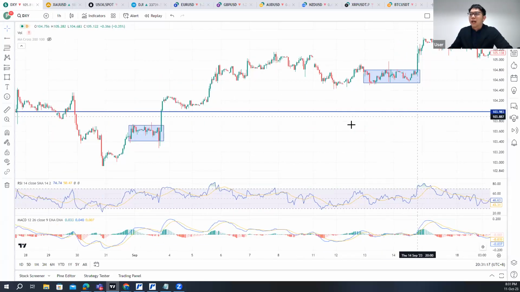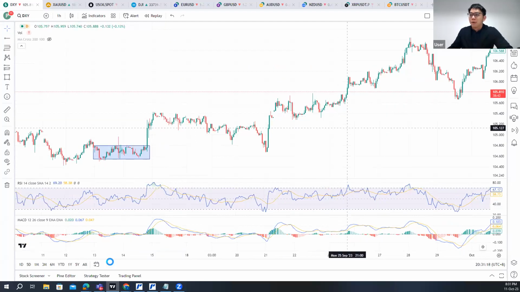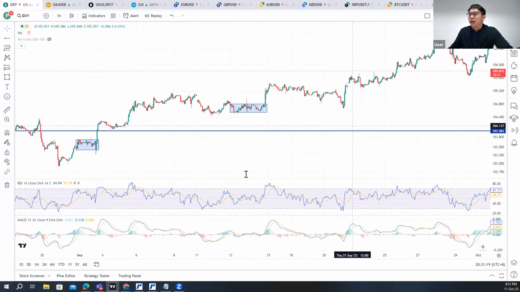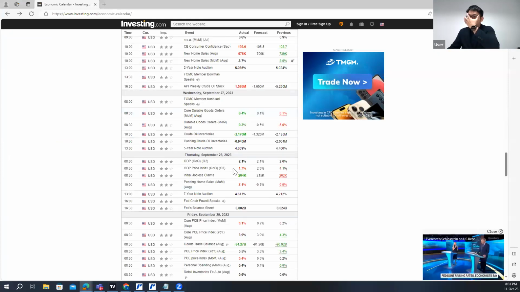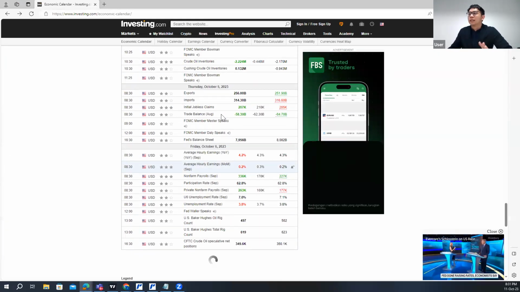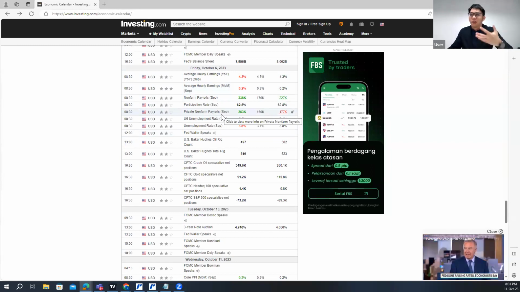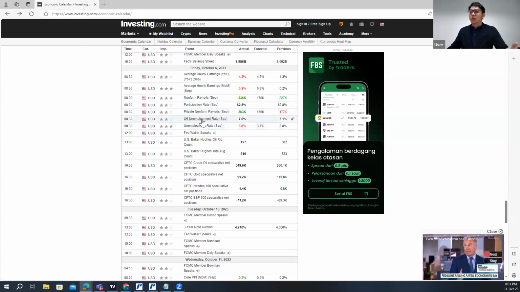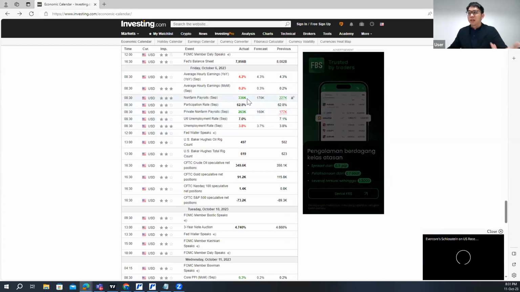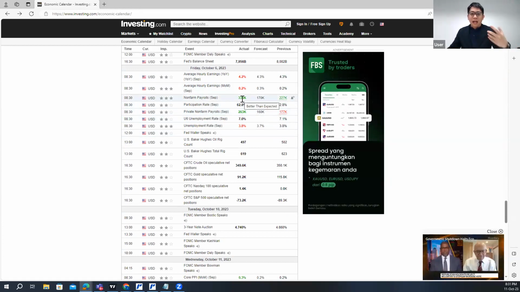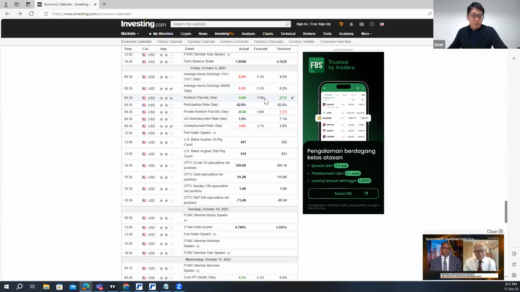But I also want to give you an extreme example, because we know that last Friday's case is a bit different, it's a bit confusing, and of course it's worth learning from it. So what happened last Friday? We had a very good non-farm payroll, one of the highest levels in 2023. It's higher than the previous reading, and higher than the forecasted reading.